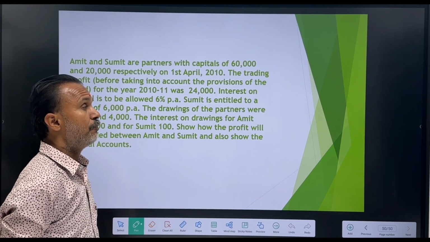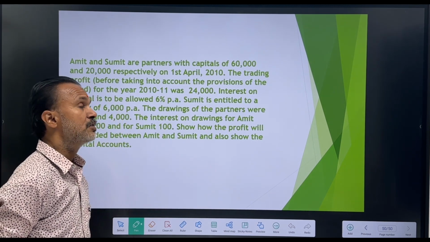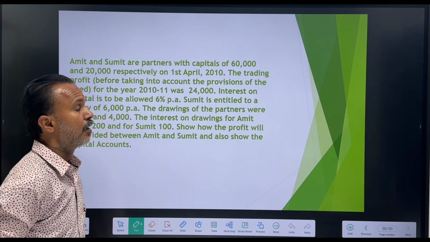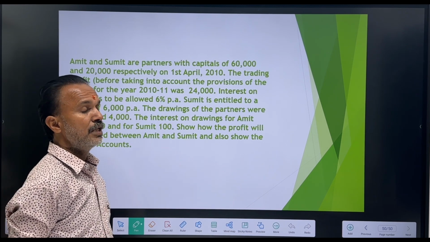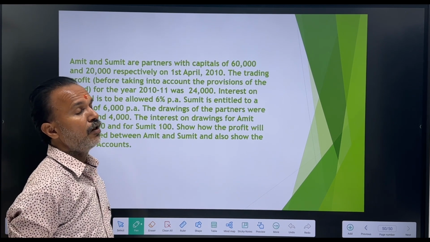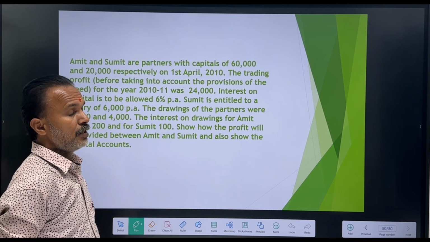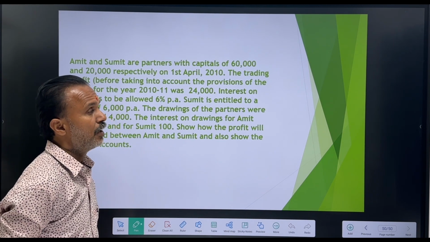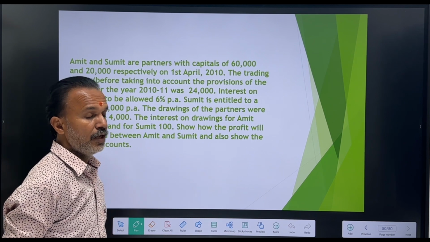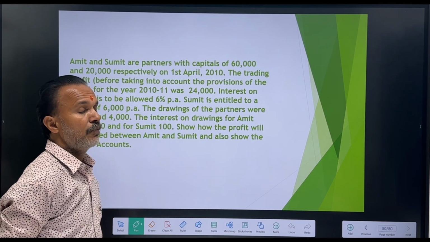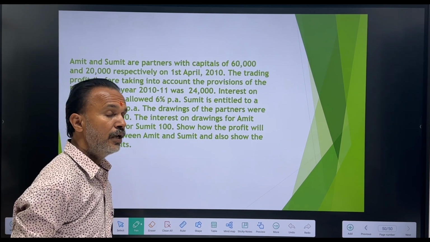Thereafter, recording of partnership transactions. For recording of partnership transactions, we prepare two accounts. First is called P&L appropriation account and second one is called partners' capital account. P&L appropriation account is an extension of profit and loss account. Partners' capital account may be classified into two parts: fixed capital account and fluctuating capital account. In the case of fixed capital account, we prepare two accounts. First is called capital account, second one is called current account. But in the case of fluctuating capital account, we prepare only one account. That account is called capital account.